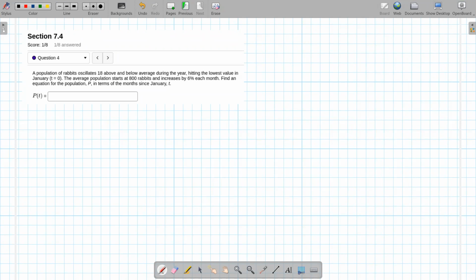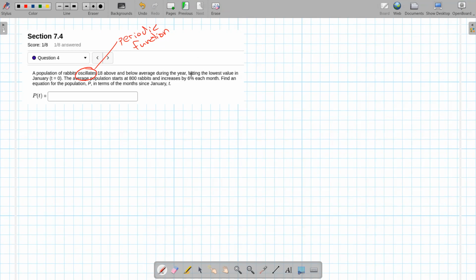All right, so we have this oscillates 18 above and 18 below. Right there, oscillates means I have a trig function, a periodic function. And a periodic function could be a sine or a cosine. Generally I decide to choose the sine or the cosine depending on how it starts. Does it start at its mid-level? Does it start at a high or a low?